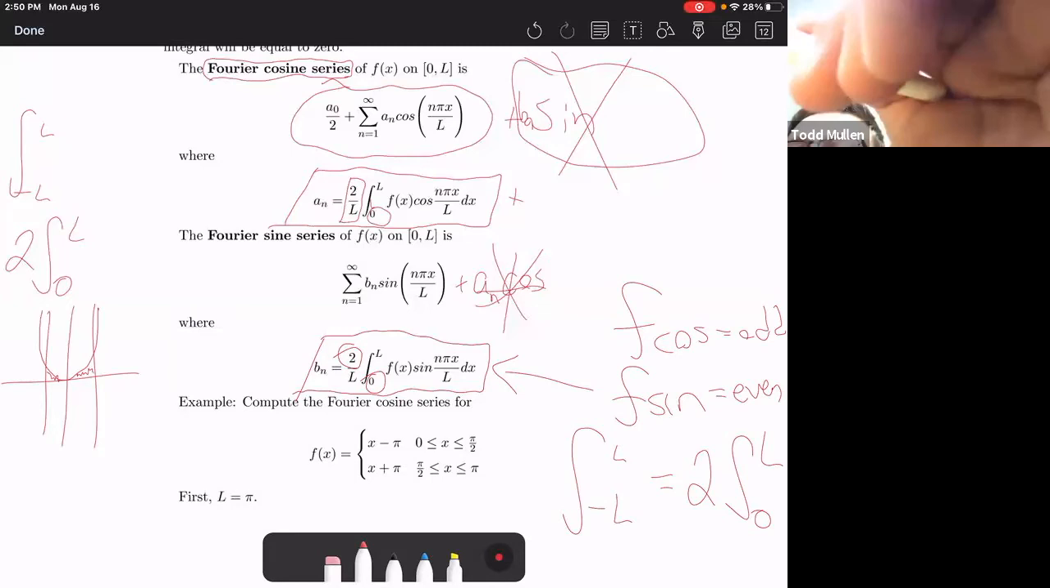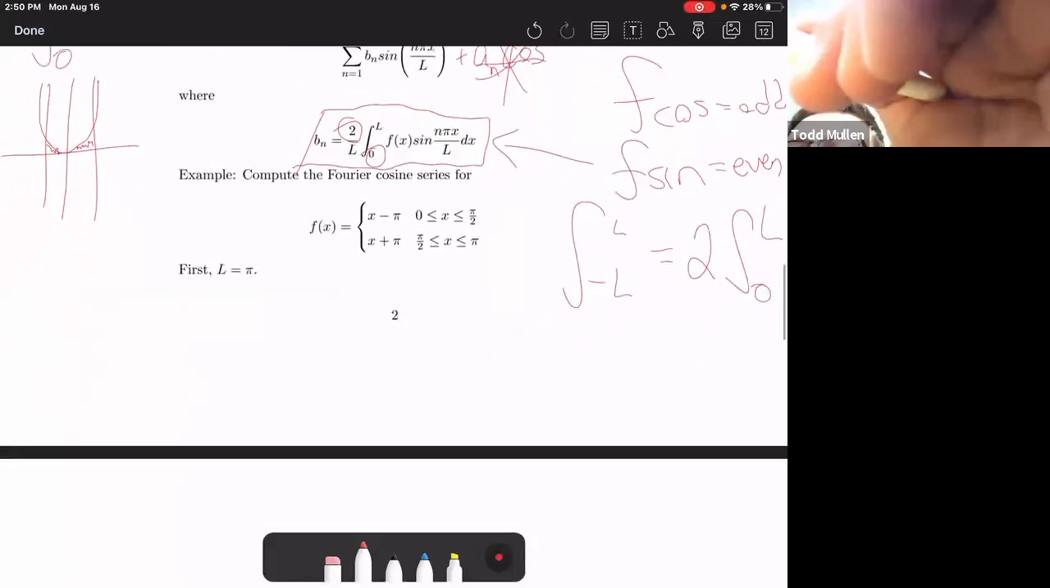Okay, now let's use this. Compute the Fourier cosine series for f of x, and we've got a piecewise function here. f of x is equal to x minus pi from 0 to pi over 2, and f of x is equal to x plus pi from pi over 2 to pi. So we'll start by drawing this graph.